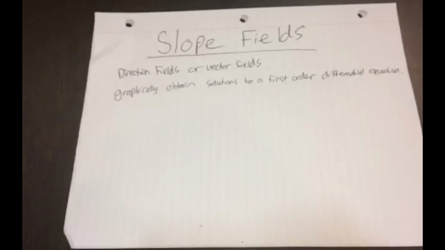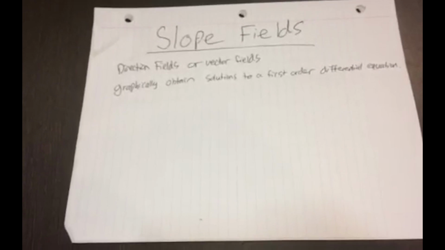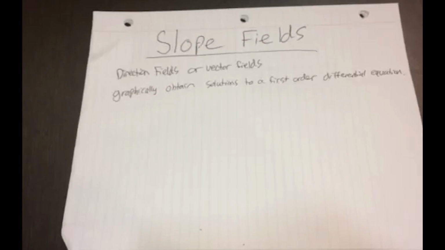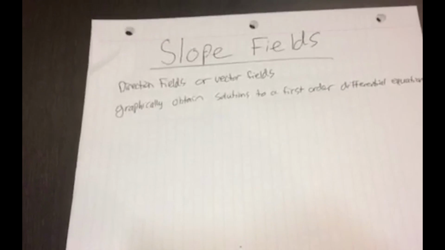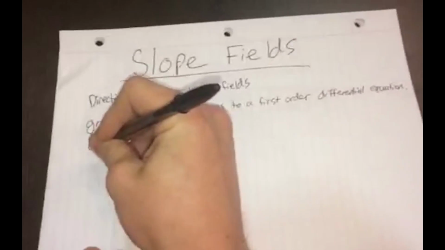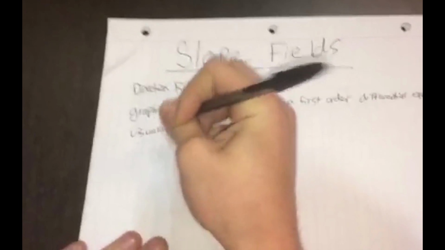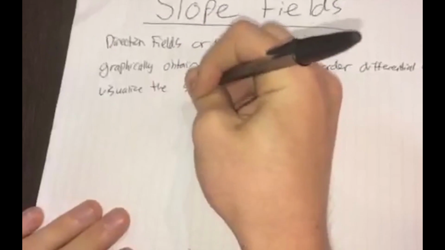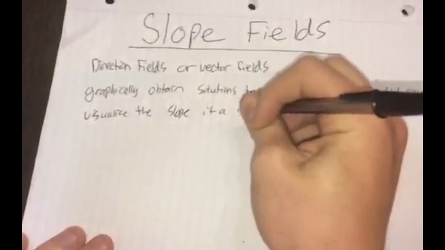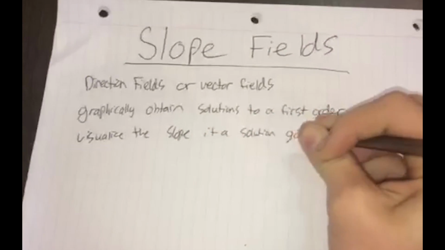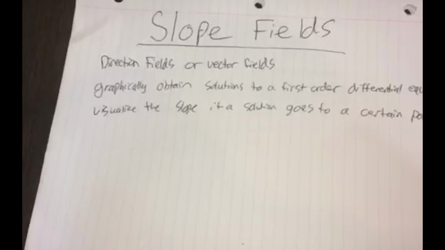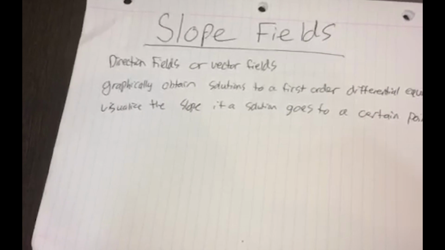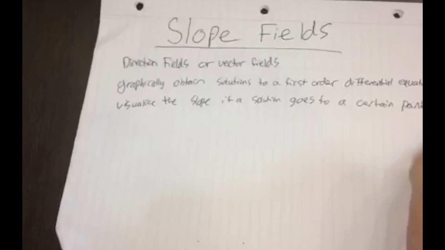So, in other words, it's basically to get a sense of what the solutions might look like if you don't know how to find the solutions. It's a really helpful tool. Unfortunately, we just don't use it all that much. And also, you can use it for visualizing the slope if a solution goes to a certain point. And I'll explain this in a couple minutes, but you'll see later what I mean by that. So we'll go right into it with some examples.